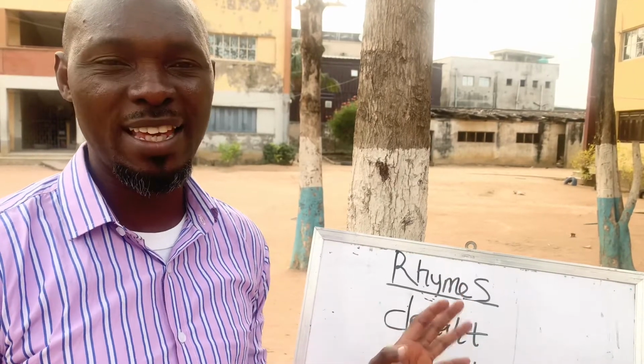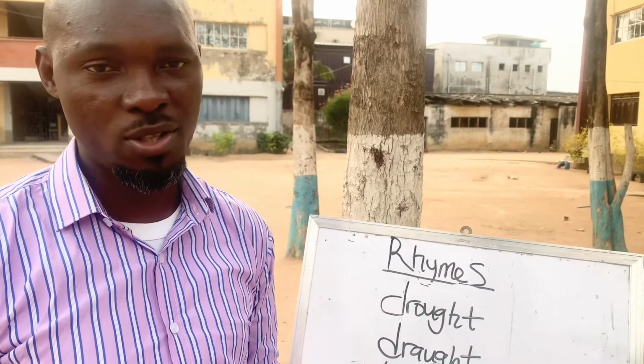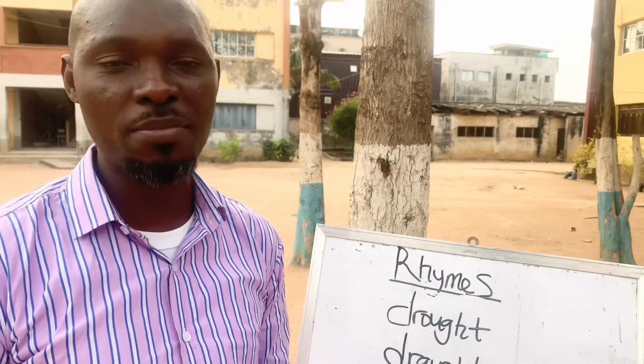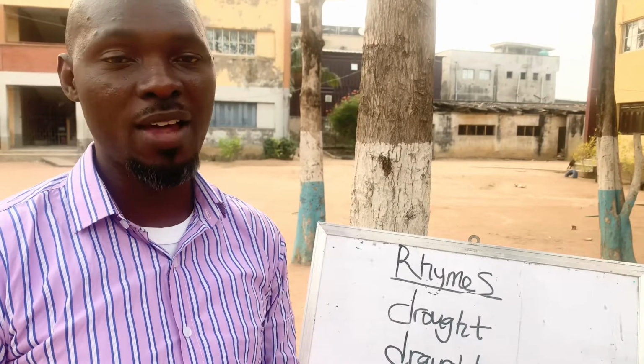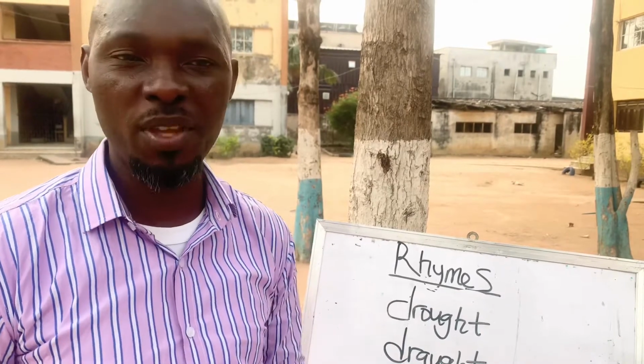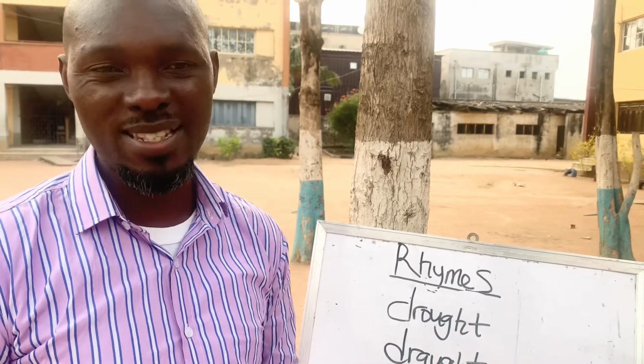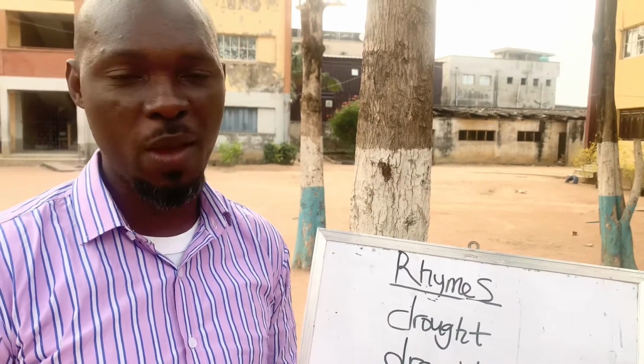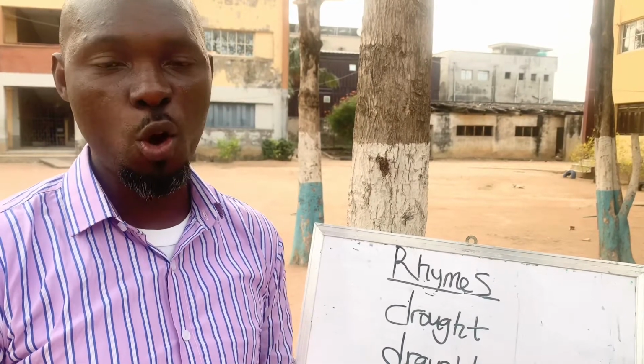So today we take a look at rhymes. Rhymes are similarity or sameness of sounds, especially at the end or towards the end of the sounds involved. Now, can I repeat that? Rhymes are sameness or similarity of sound, especially towards the end of a sound.